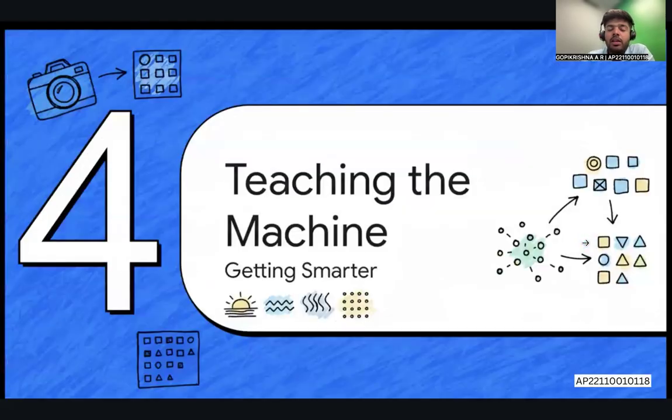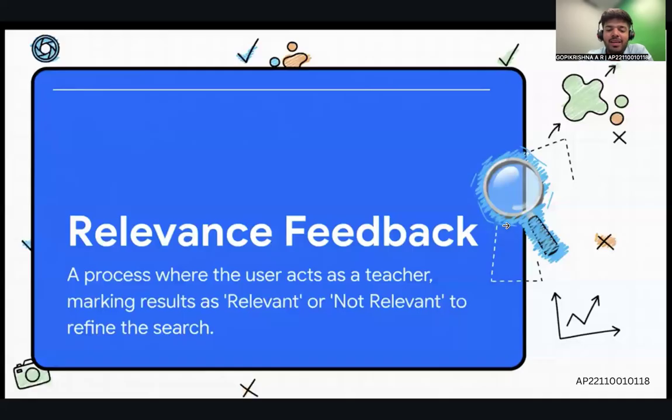But what happens if those first results aren't quite what you wanted? Well, this is where things get really cool, because the system can actually learn from you. This process is called relevance feedback, and it's exactly what it sounds like. You basically become the teacher. The system gives you its best guess and you tell it, yep, that's the one, or no, not that one.